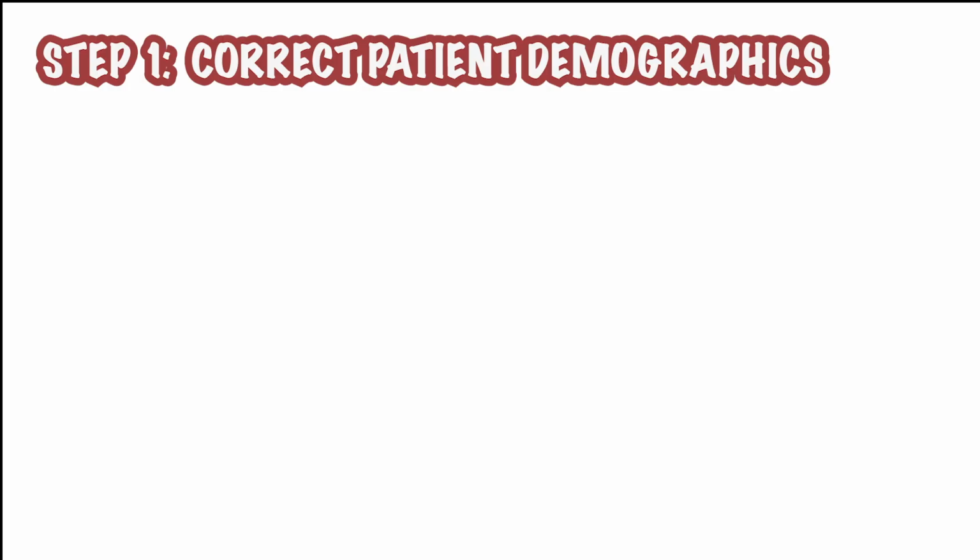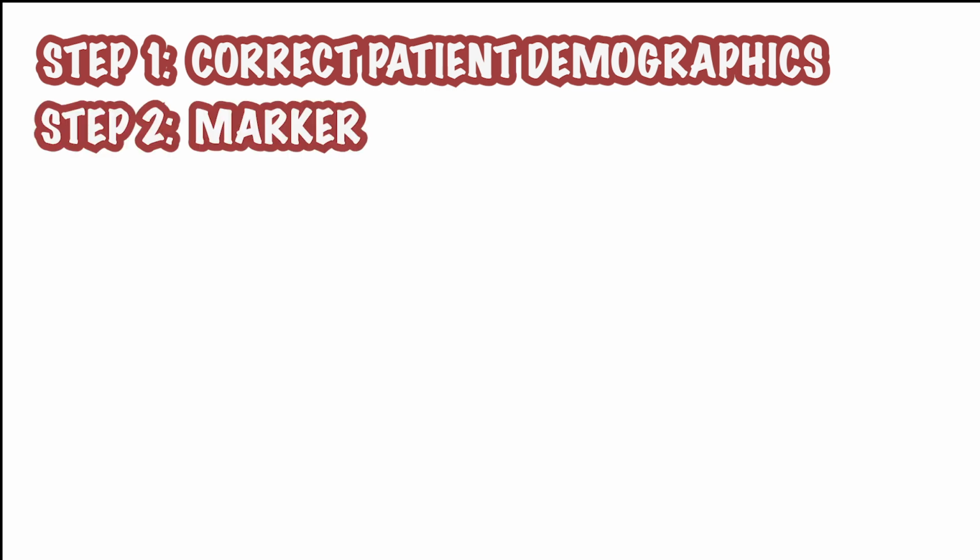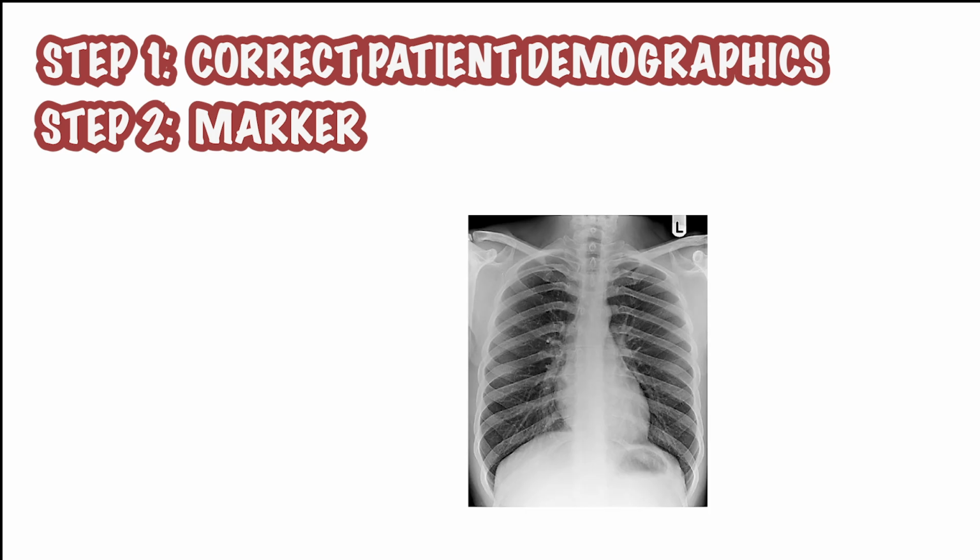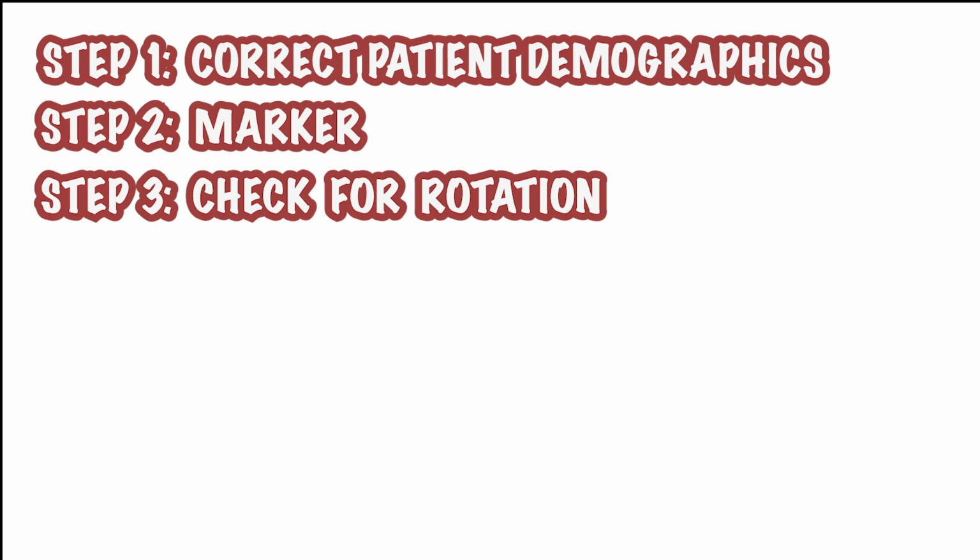Before interpretation of the X-ray, ensure you have a good film so you do not misdiagnose the patient. The following steps can help you judge this. Step 1. The X-ray should have the correct patient demographics, in essence, the patient's name, date, age, gender, hospital details, as well as the projection. Step 2. The X-ray should have a marker to guide as to which side is the left or the right. Step 3. The patient should not be rotated.